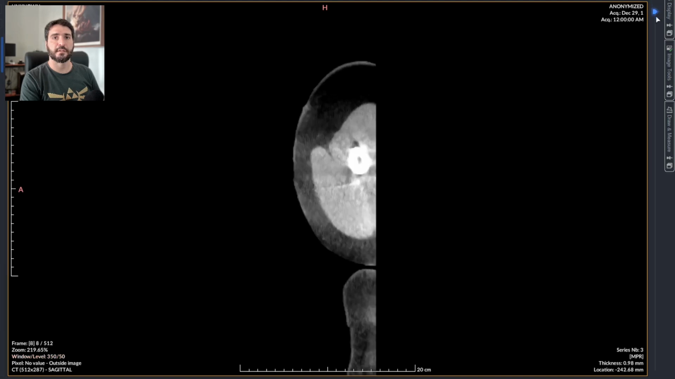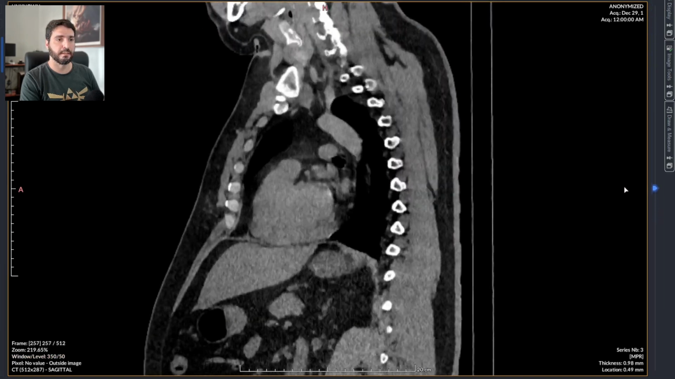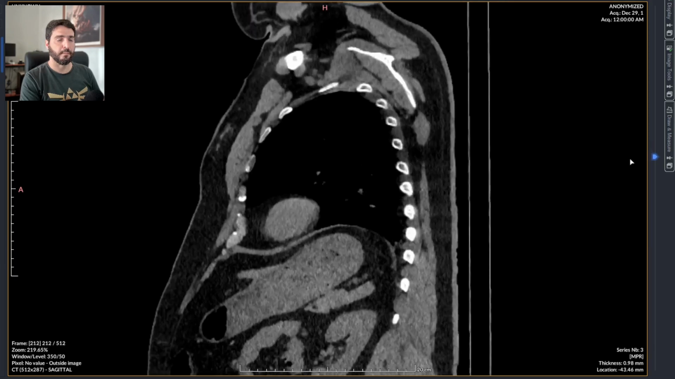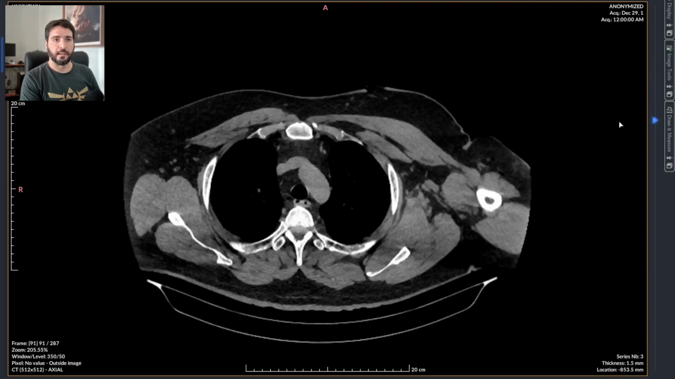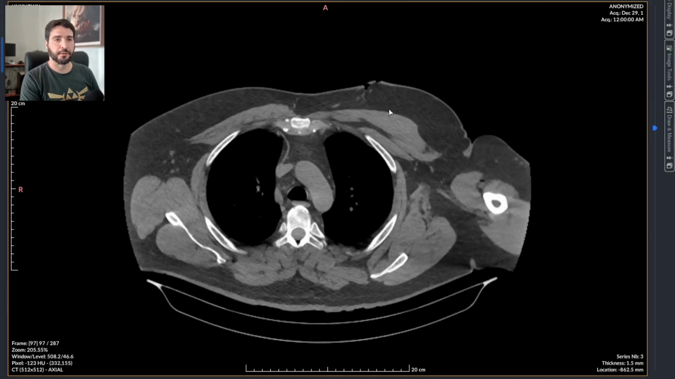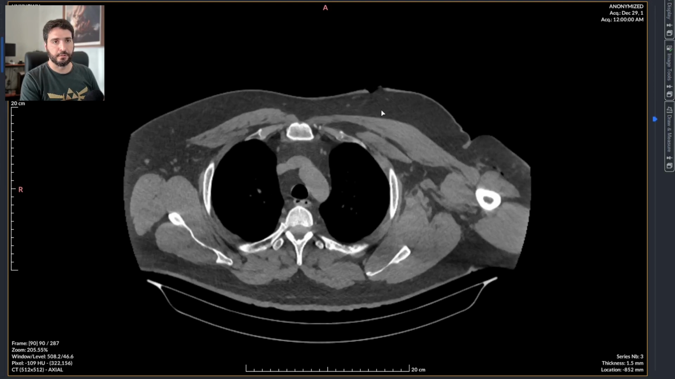Let's see if the sagittal view gives us a few more details of this specific wound. So you guys have noticed that a soft tissue laceration has a discontinuity, a cut of the tissues.